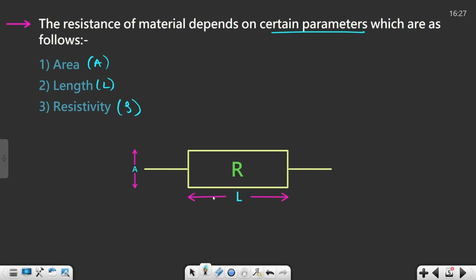So if this is the resistor, this will be the length and this will be the area. Getting my point? Let's proceed further and see how exactly the area influences the overall resistance. If I decrease the area of a resistance, how exactly does it affect the resistance? Or if I increase the area, how exactly does it affect the resistance? This is what we need to check.